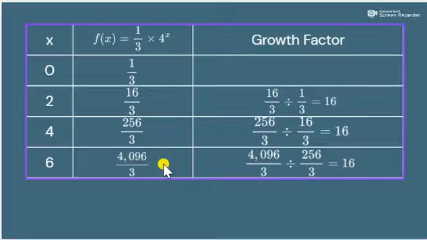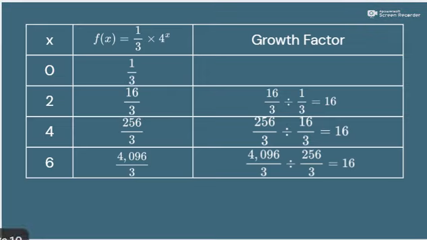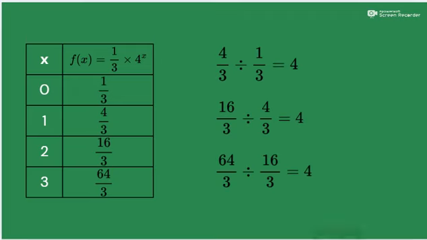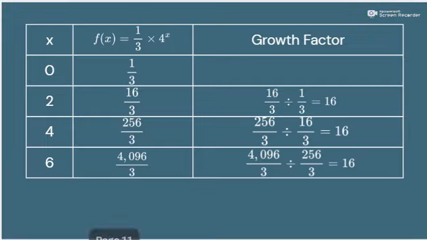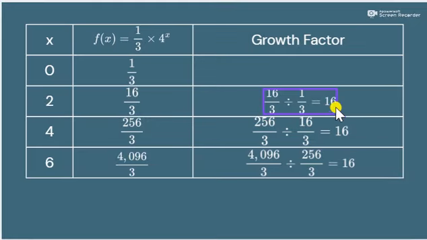4096 over 3. You can see these numbers jump much higher. The first number is the same, 1/3, and then it just goes vroom, real fast. So for the growth factor, you take 16/3 and divide it by 1/3, and you get 16. This is that growth rate they were talking about.